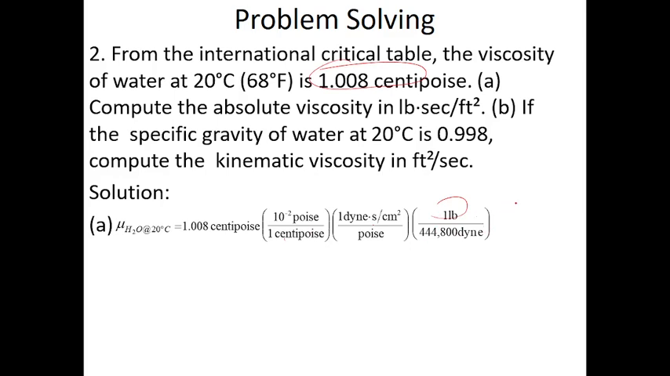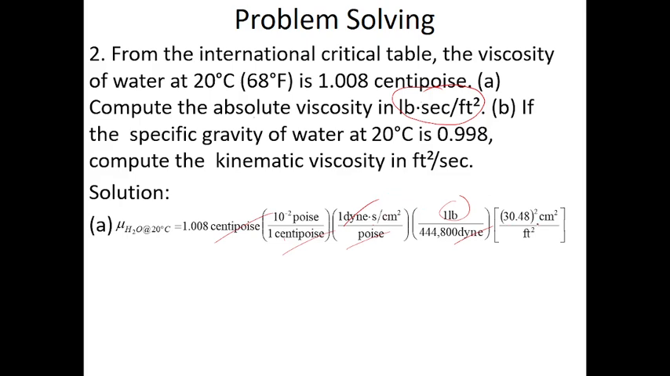444,800 dynes. I'm encouraging you to memorize these conversions. 1 pound is 444,800 dynes. What is our goal? We want to get the absolute viscosity in pound second per square foot. Let's check. Cancel. Cancel. Cancel. What remains? Pound second per square centimeter. Something is still missing. So that is canceled, and then our conversion.